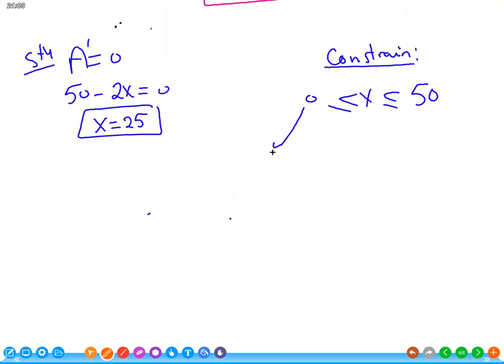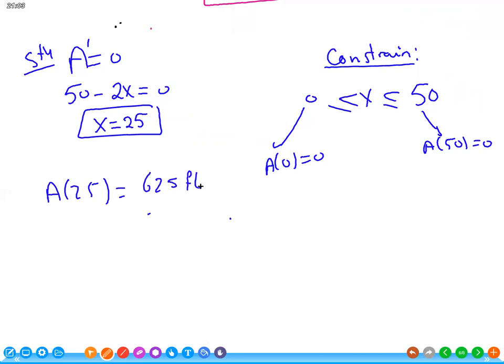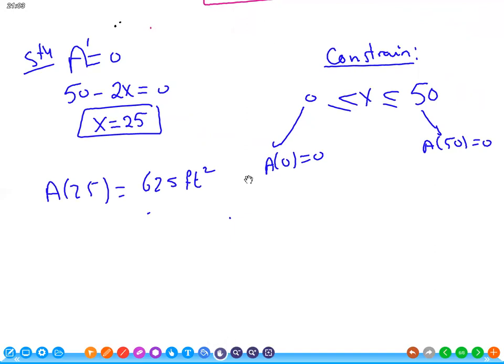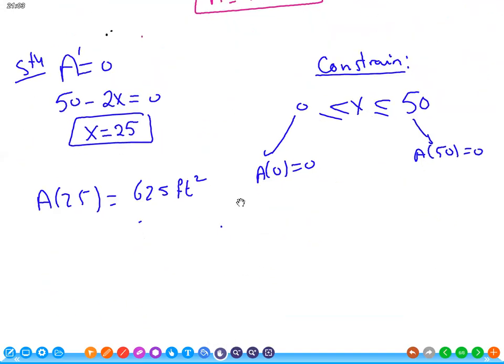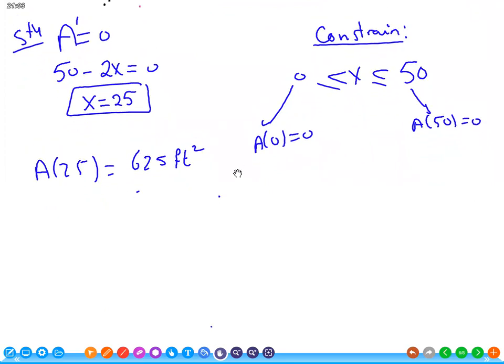Because here the area, if we put x at 0, it means the area is 0, nothing. And if we put x equal to 50, also it will be 0. We can substitute to check in the original function. So the critical point will be between 0 and 50. Now I want to check A of 25, substituting in the original, the area will be 625 feet square.